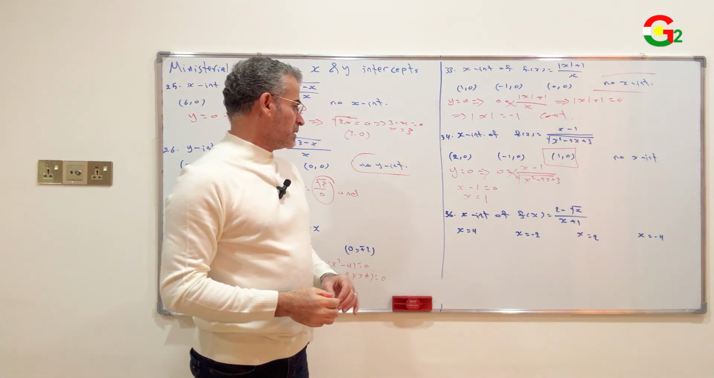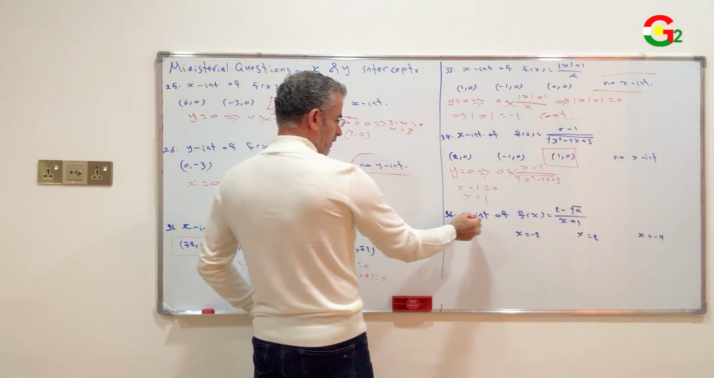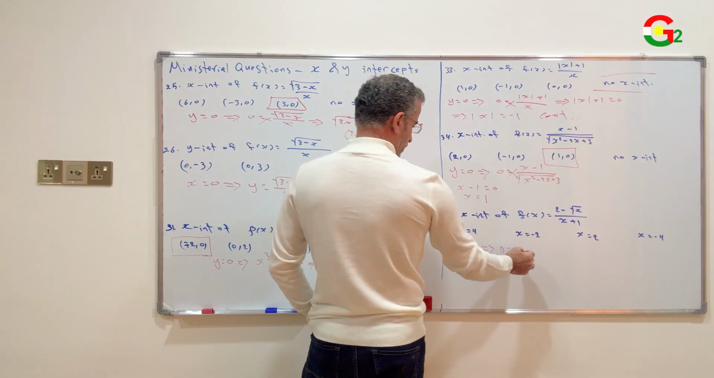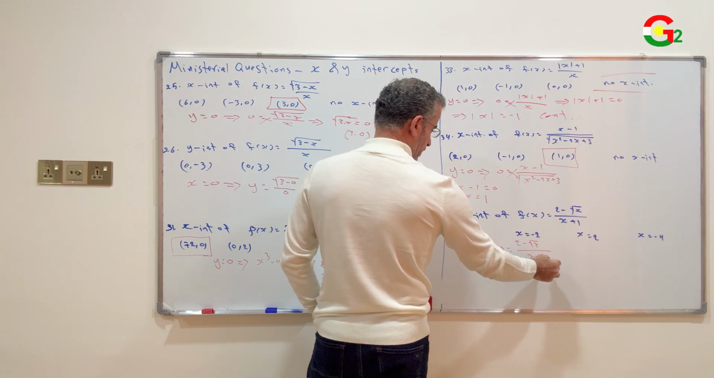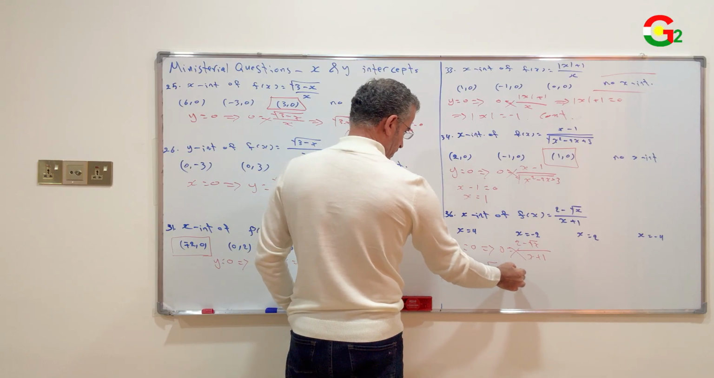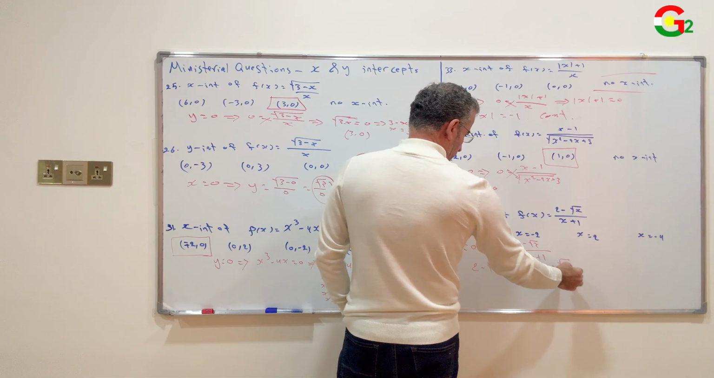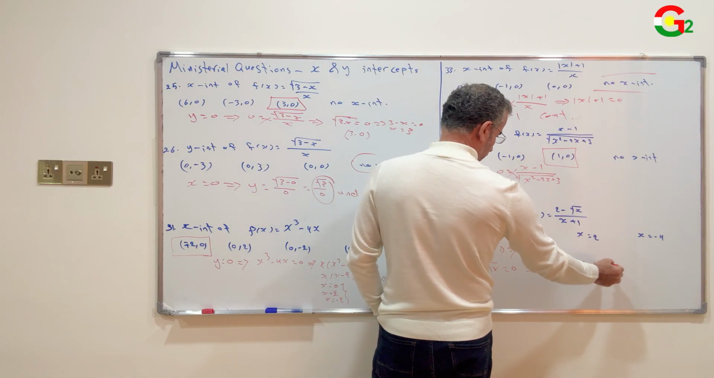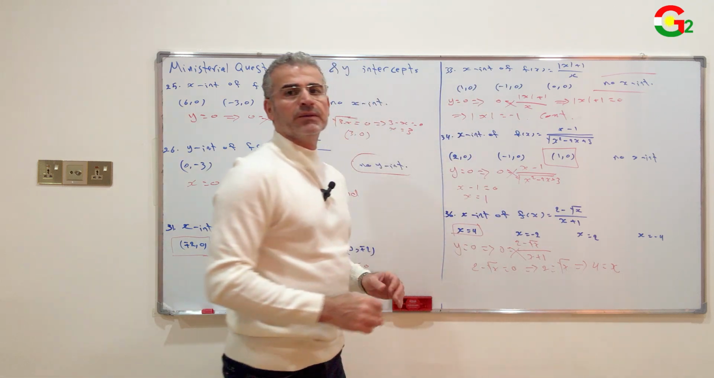Question number 36. Find the x-intercept of this function. For x-intercept, we set y equals 0, then 0 equals 2 minus square root of x over x plus 1. Cross multiplication, 2 minus square root of x equals 0. Then 2 equals square root of x, square both sides, 4 equals x. Choice A.